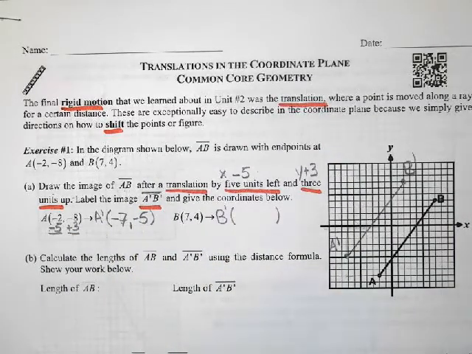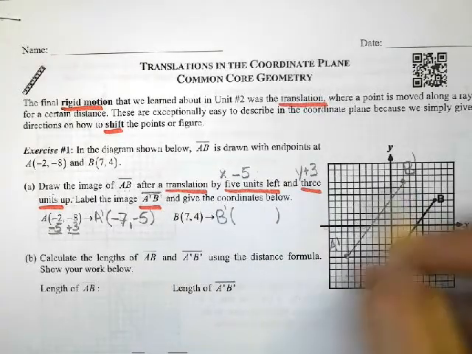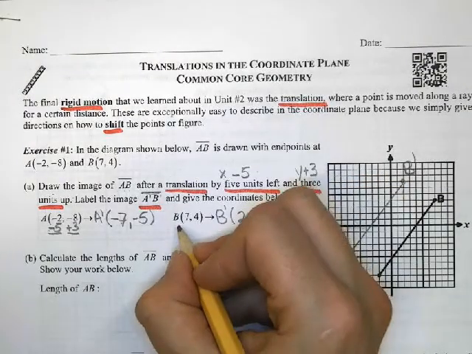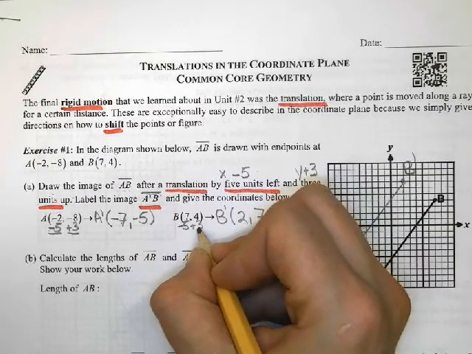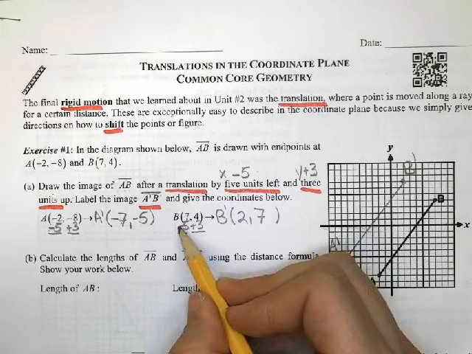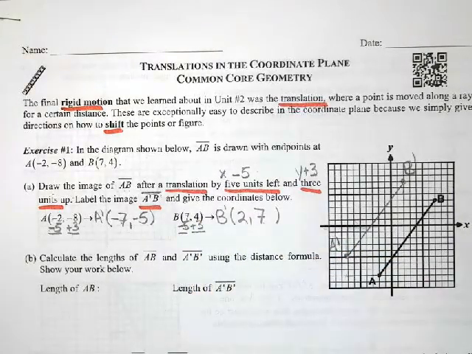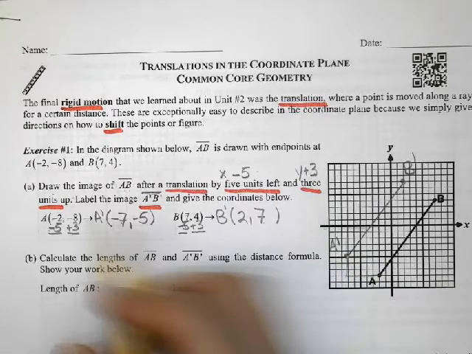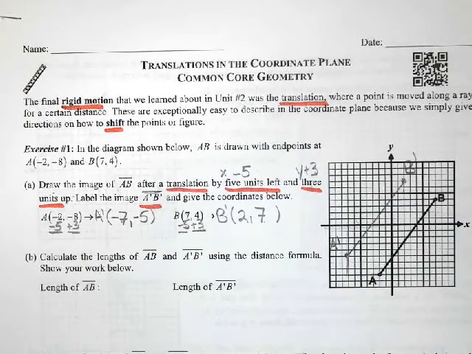As far as B goes, we can look at the graph and see that this is 2, 7. And mathematically, subtract 5 from the x and add 3 to the y. Once we do that, 7 minus 5 is 2, and 4 plus 3 is 7. So that's how we do it both graphically and mathematically. Left 5, up 3, or subtract 5 and add 3 to the matching coordinates.